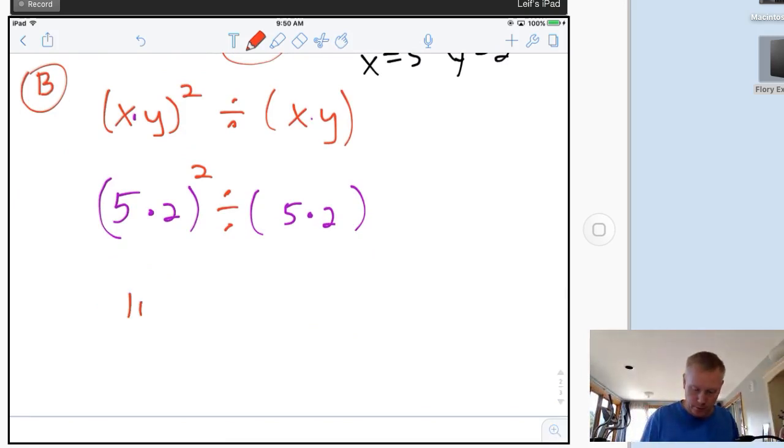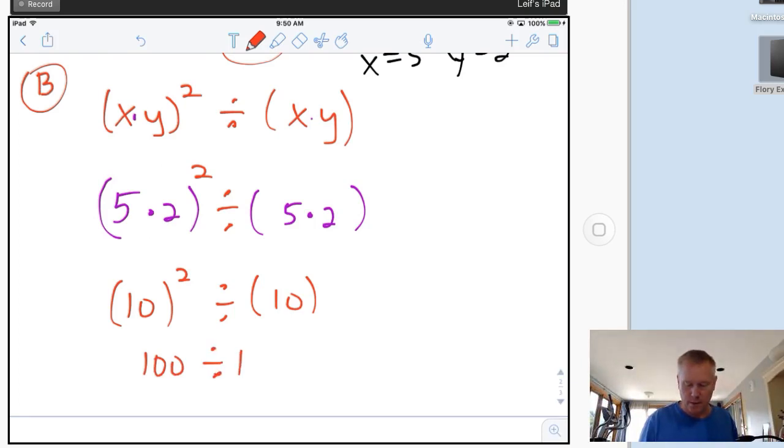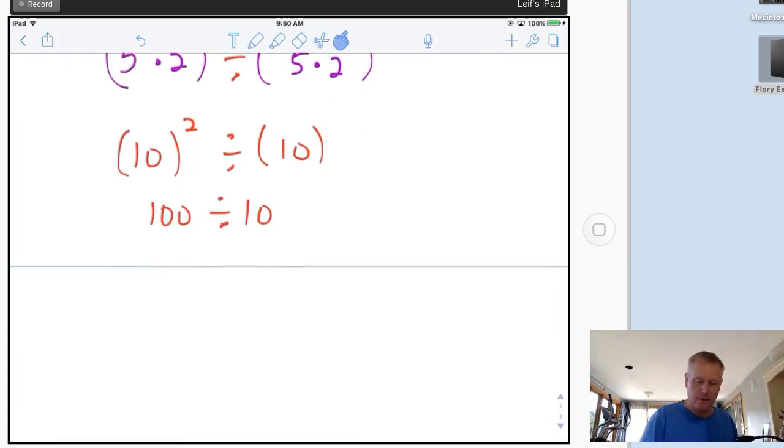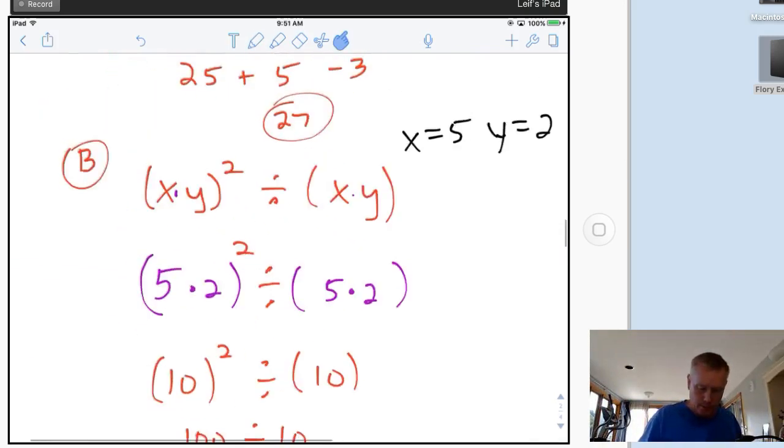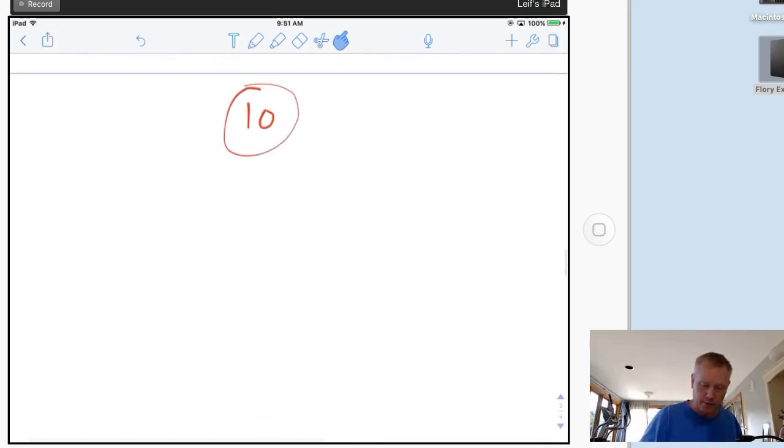5 times 2 is 10 in both cases. Now I do exponents, which means I go 10 to the second power, which is 10 times 10, which is 100. And then last but not least, I divide. 100 divided by 10 is 10. And that is the answer. It's a lousy 10. It's a 10. All right. That was 6. Here's number 7.